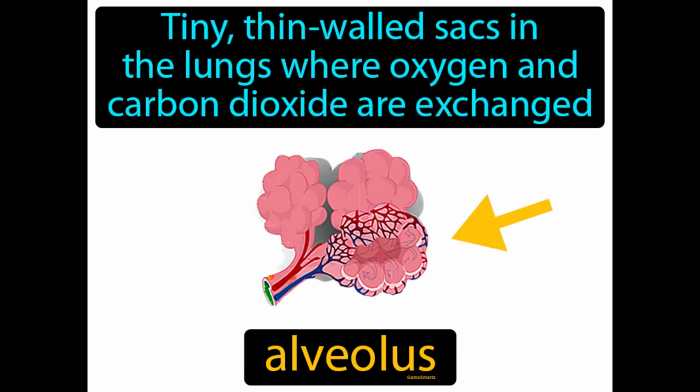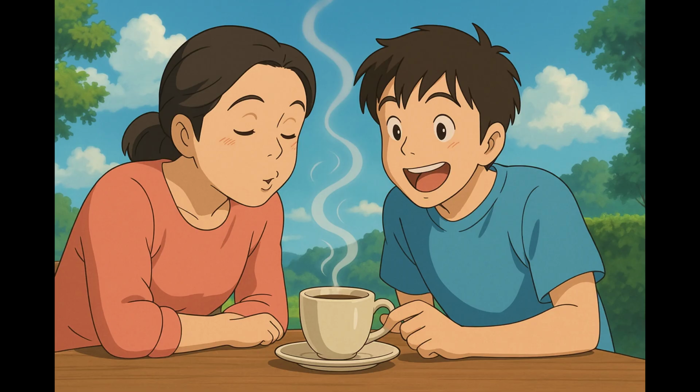Tiny, thin-walled sacs in the lungs where oxygen and carbon dioxide are exchanged between air and the blood. Alveolus. An alveolus is a tiny air sac in the lungs that helps your body get oxygen and get rid of carbon dioxide. Imagine trying to quickly cool a steaming cup of coffee by blowing on it.